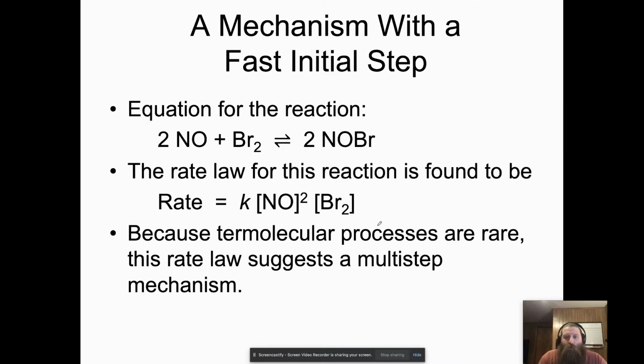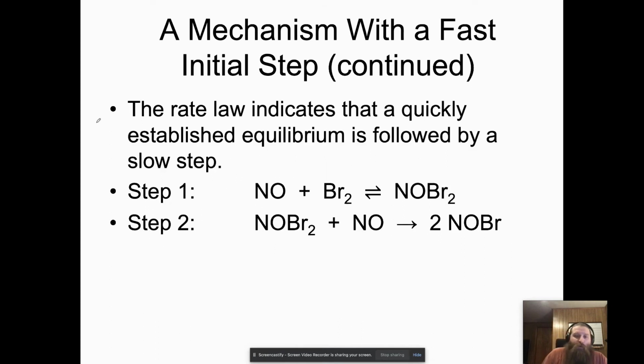Here's our original equation, 2NO plus Br2. So we're going to write that down. We'll put it up here. 2NO plus Br2 yields, at equilibrium, 2NOBr. Well, our first step, our fast step, is NO plus Br2. We're just popping them together, and we're making NOBr2. And then our second step, we have NOBr2 plus another molecule of NO, because again, two of them have to react in order to get NOBr.